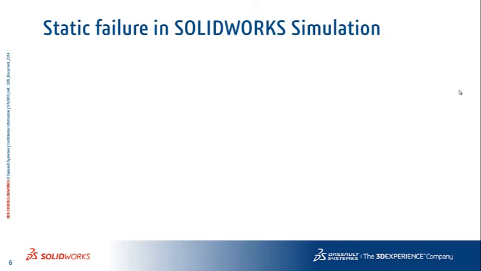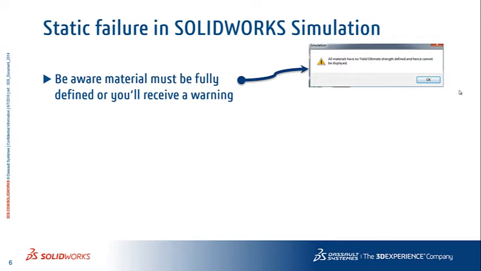So just be aware that if you're creating factor of safety plots inside of SOLIDWORKS, you need to have the requisite material properties defined, and that can be either the yield or ultimate strength depending on the criteria that you're using. If not, you'll get a warning here, and there are ways that you can manually enter criteria into the factor of safety plot definition if they're not defined in the material properties.